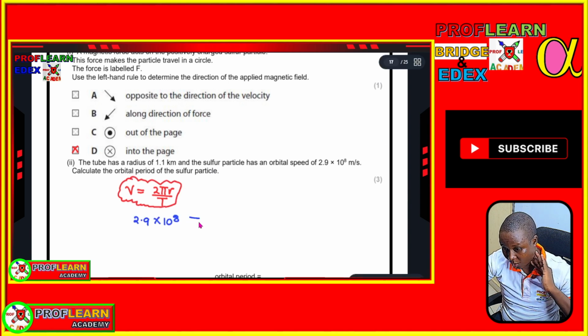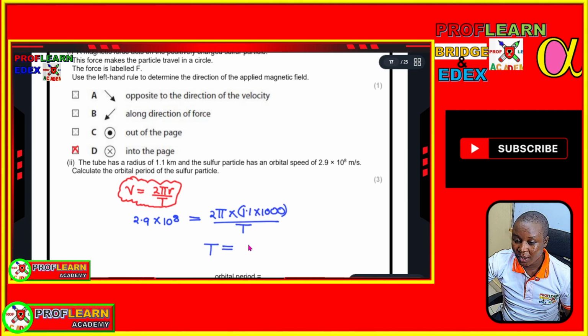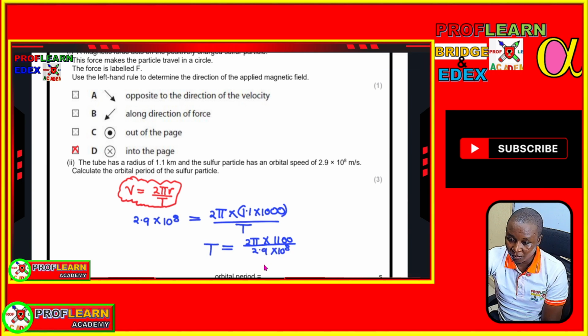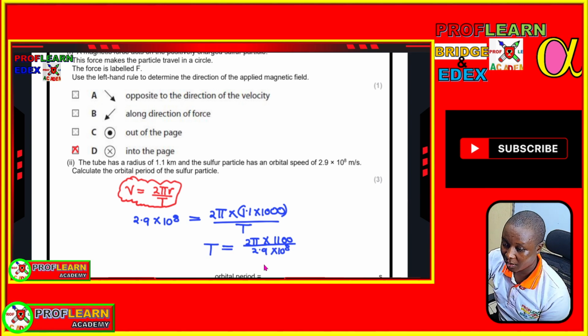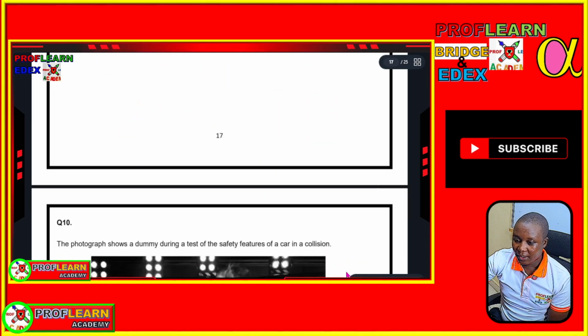So you can substitute what we have been provided, so that we can make T the subject of the formula in order to work it out, and our answer becomes what? The orbital period. If you put it in the calculator, our answer becomes 2.838 times 10 raised to the power negative 5 seconds.